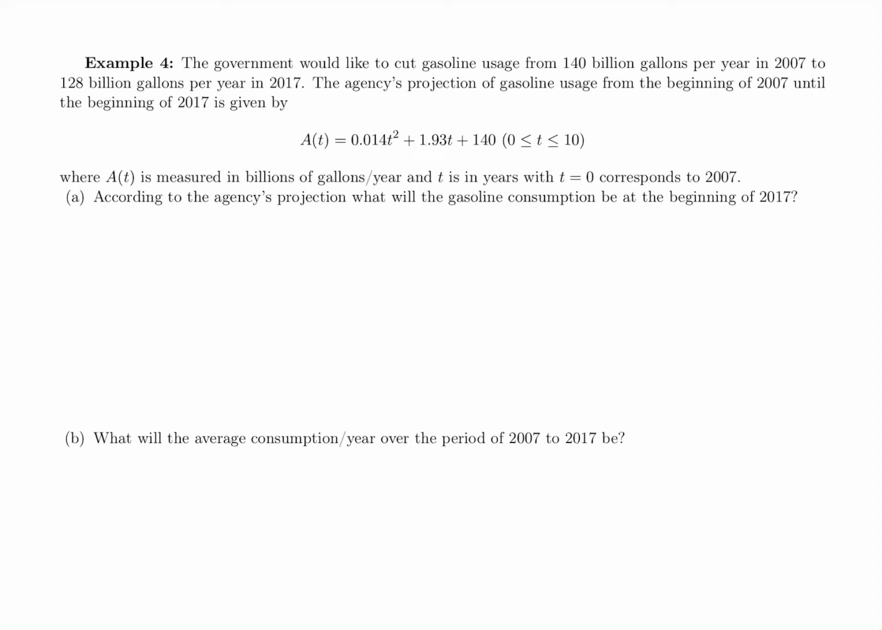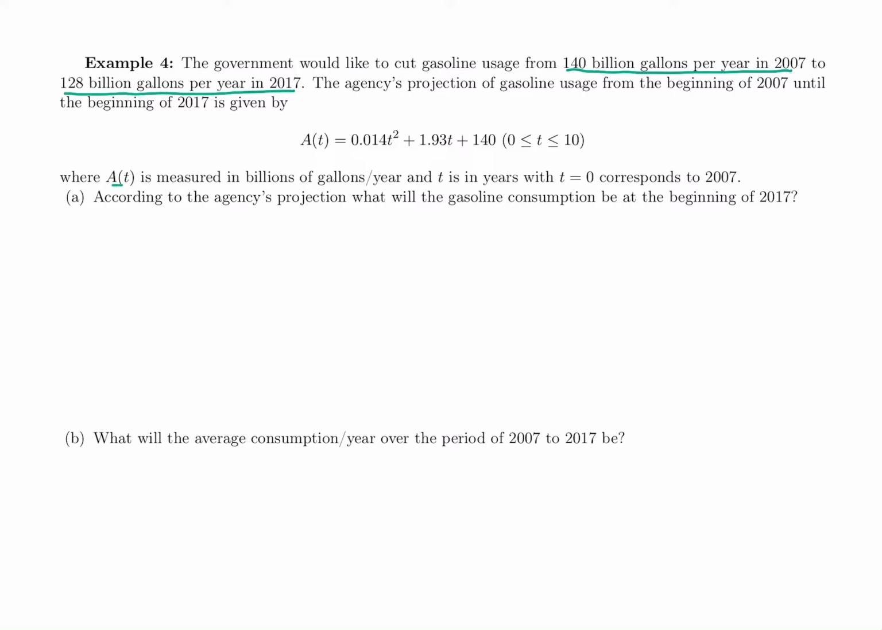The government would like to cut gasoline usage from 140 billion gallons per year in 2007 to 128 billion gallons per year in 2017. So this is just their goal. Looking at the amount in 2007 and making a goal for 2017, we have the agency's projection of gasoline usage from the beginning of 2007 until the beginning of 2017 given by this A of T. So one way of predicting the amount of gasoline used on this 10-year span is so that we can look at the past and make some goals that are realistic for the future.